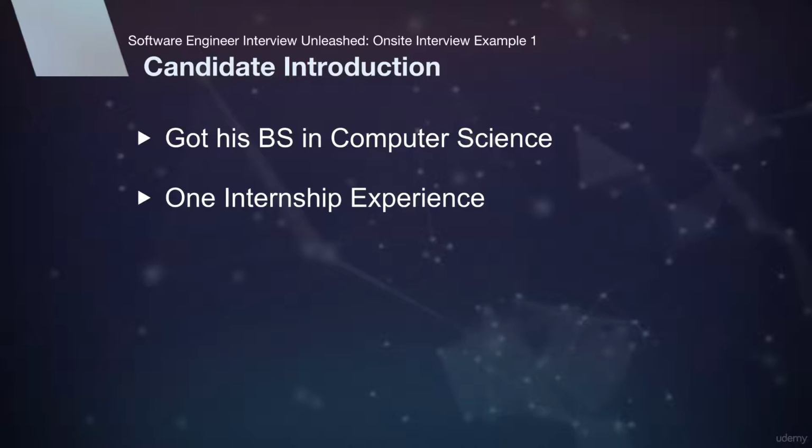He got his bachelor's degree in computer science, and while he was in college, he had one software engineer internship experience. So he is not a real, fresh, new grad. So please consider his engineering background.